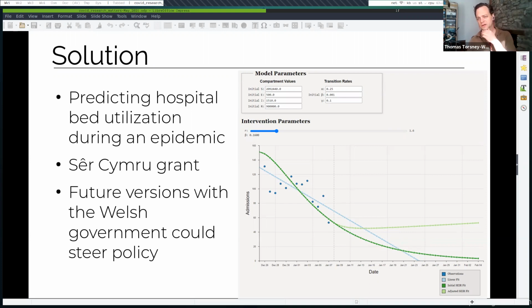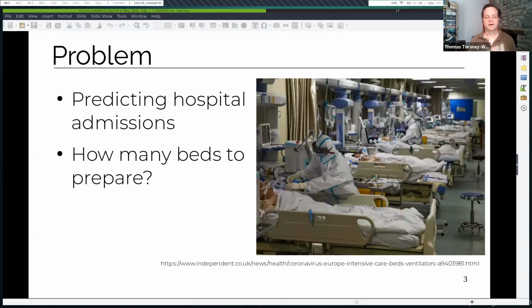And we've also been working together with the TAG. I think it's called the TAG group for Wales, and it's a scientific recommendation board for the Welsh government that we've been showing this to, and we're working on trying to integrate this into actual hospitals.